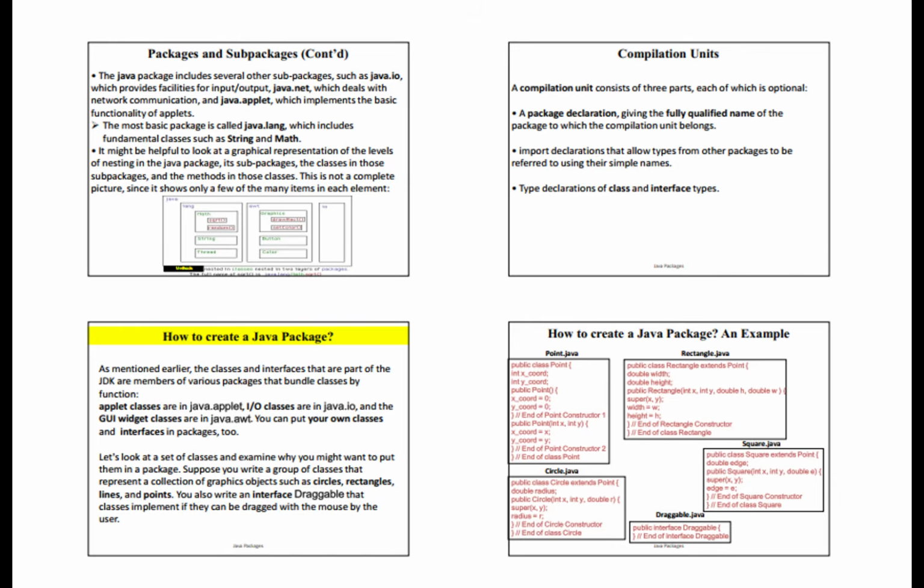Java packages. How to create a Java package? As mentioned earlier, the classes and interfaces that are part of the JDK are members of various packages that bundle classes by function. Applet classes are in java.applet, I/O classes are in java.io, and the GUI widget classes are in java.awt. You can put your own classes and interfaces in packages, too. Let's look at a set of classes and examine why you might want to put them in a package.